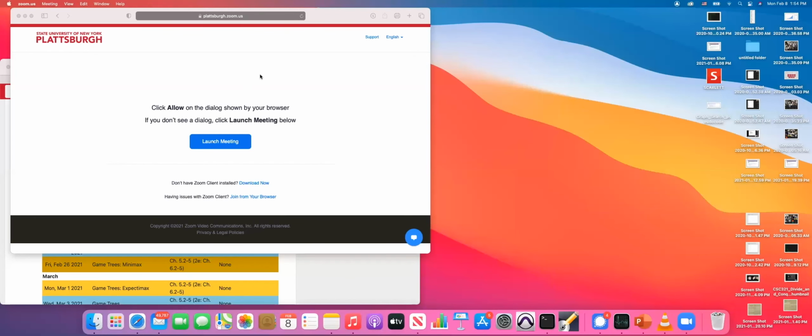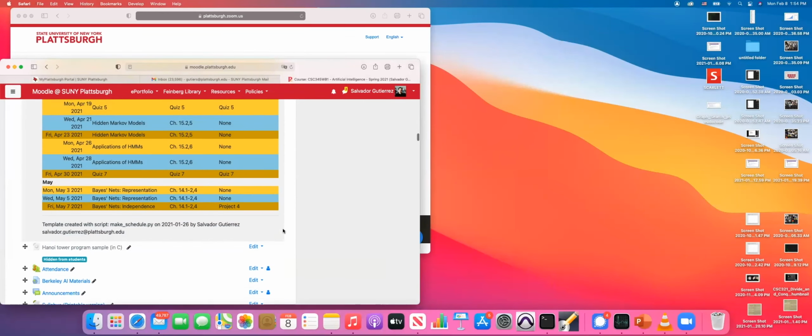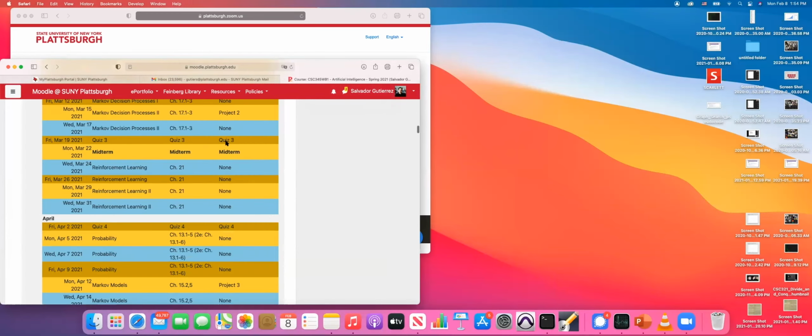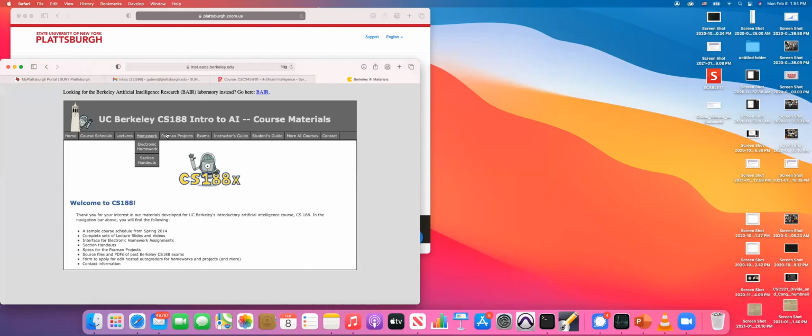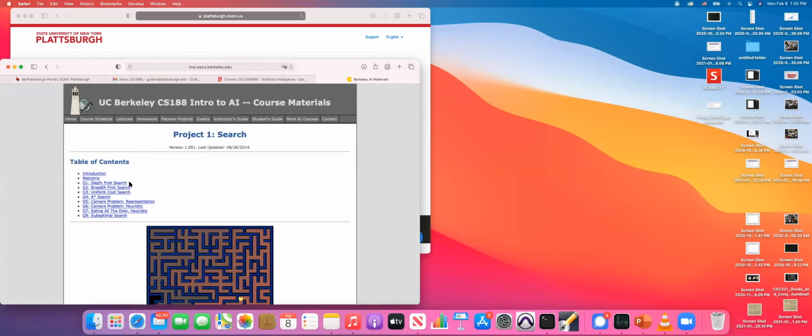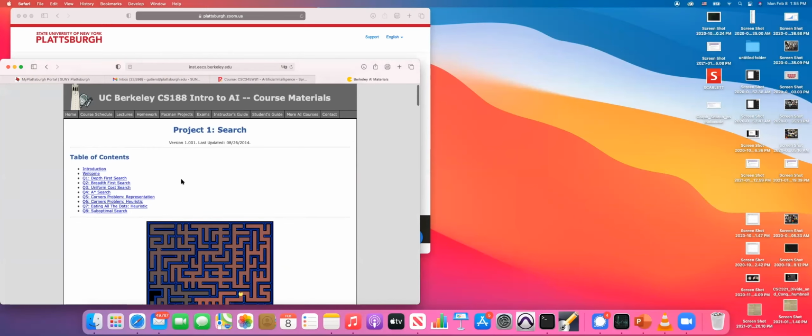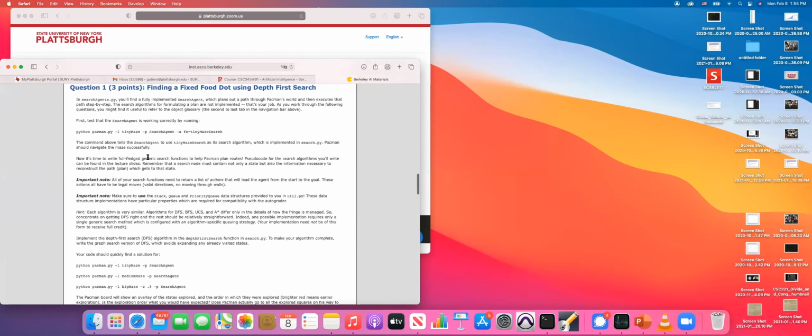Let me change the share screen to general. So in the next minute, what would be your workflow? Your workflow would be this. So you first go to this site, the CS188 Berkeley site, get this and start reading also the depth first search. These are the directions. Before you even code, I advise you to take note and even do this.